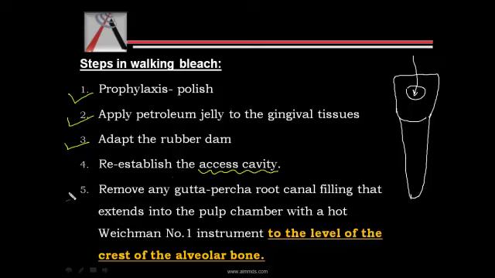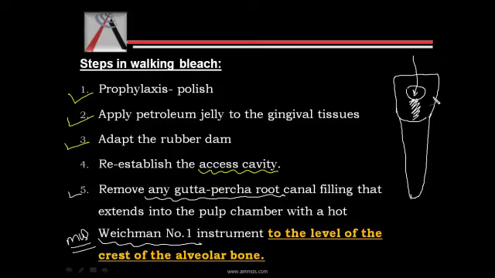Now in the next step, that is the fifth step, we remove any gutta percha of root canal filling that extends into the pulp chamber. So any filling in this zone is removed with a hot Wickman number 1 instrument, and it is removed till the level of the alveolar crest. So if we have the alveolar crest here, till the level of the alveolar crest, GP filling is removed.